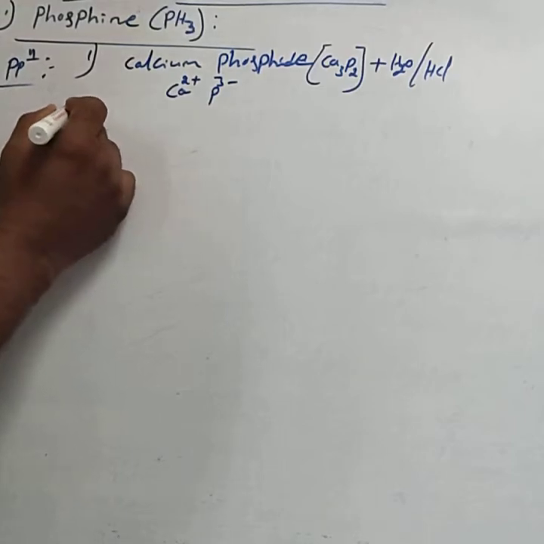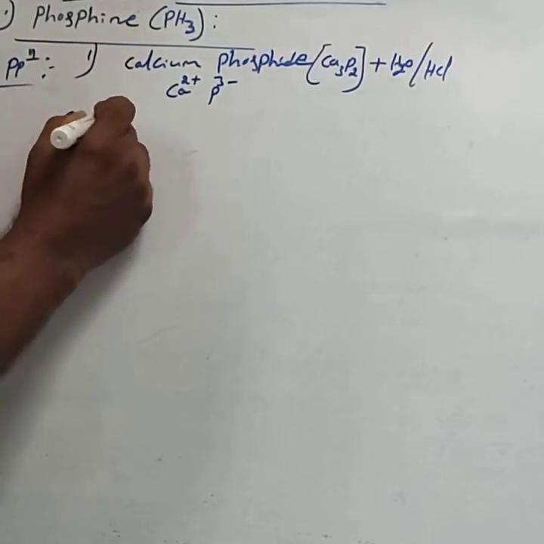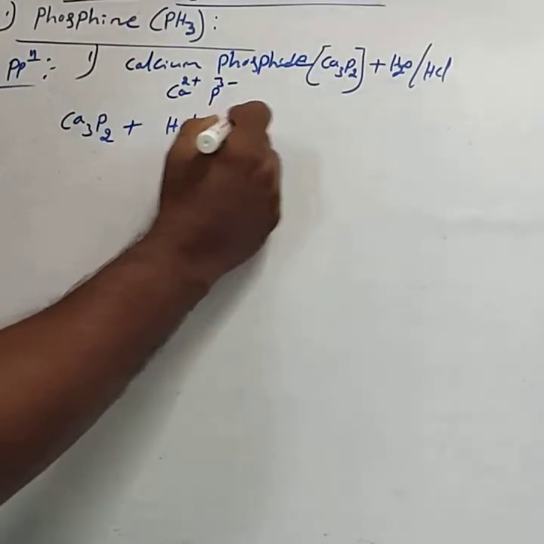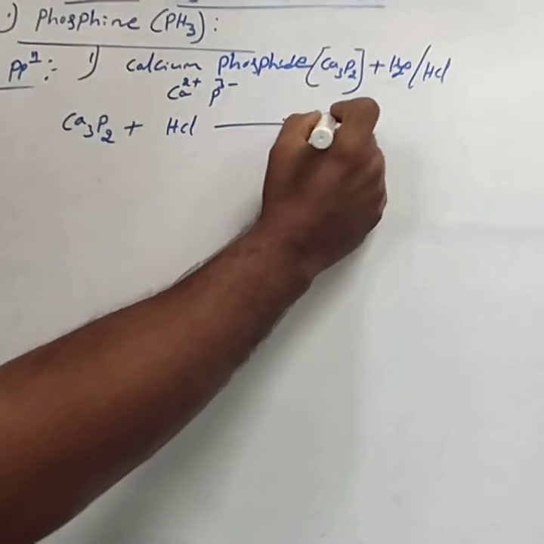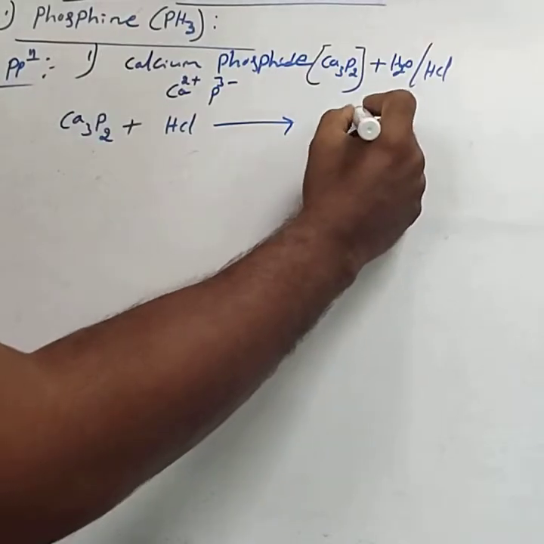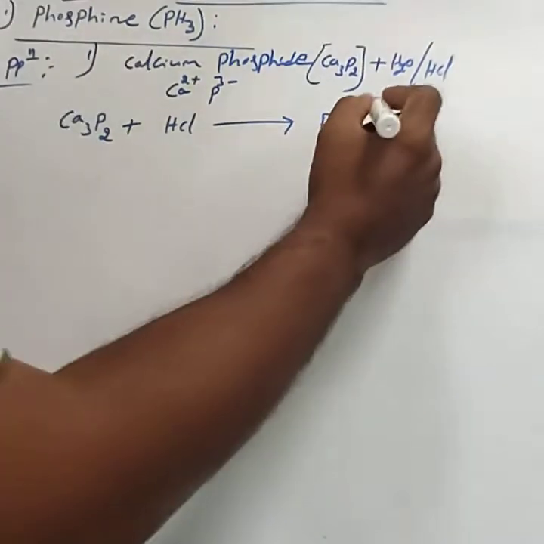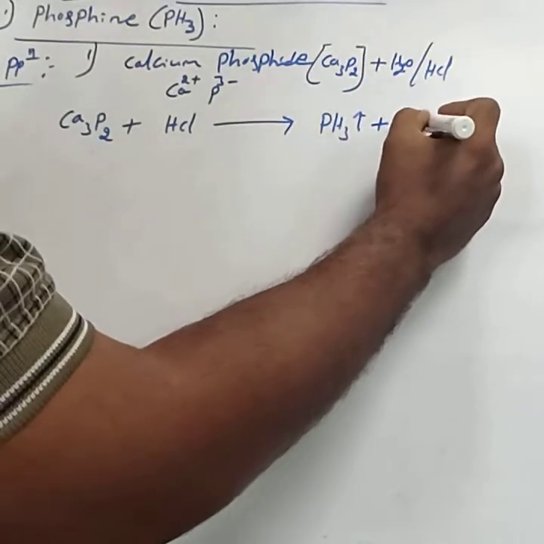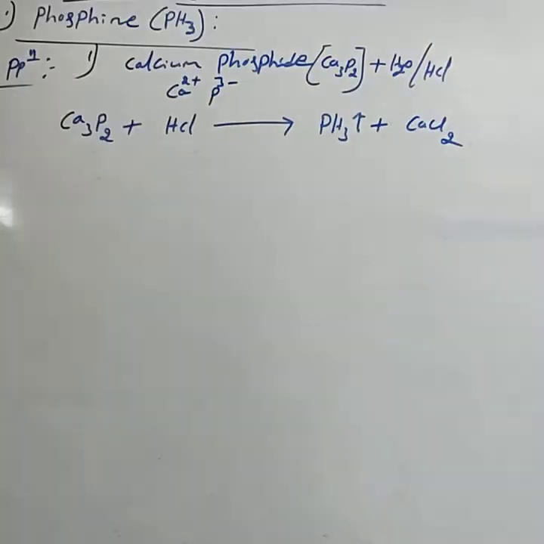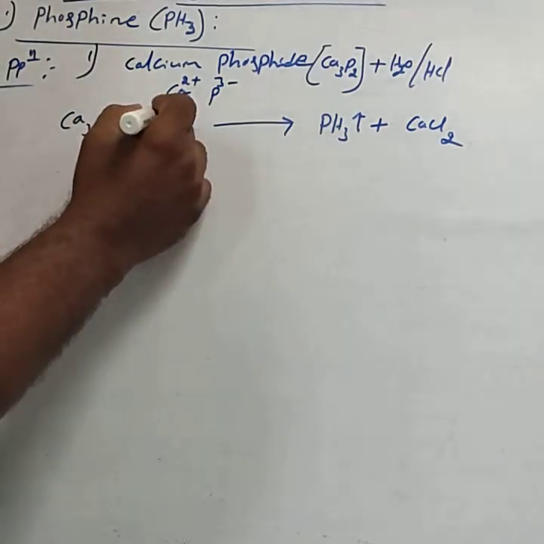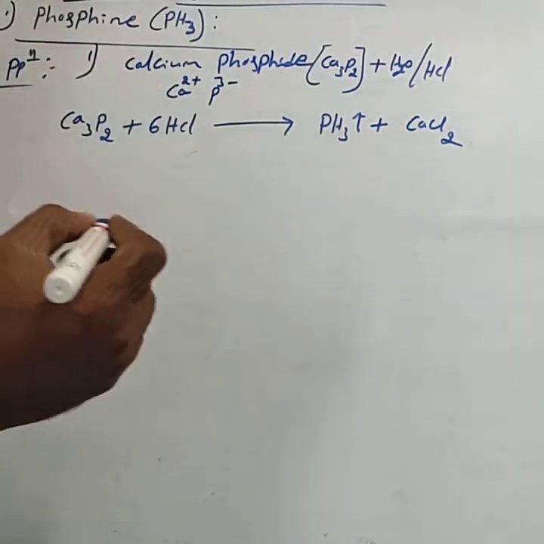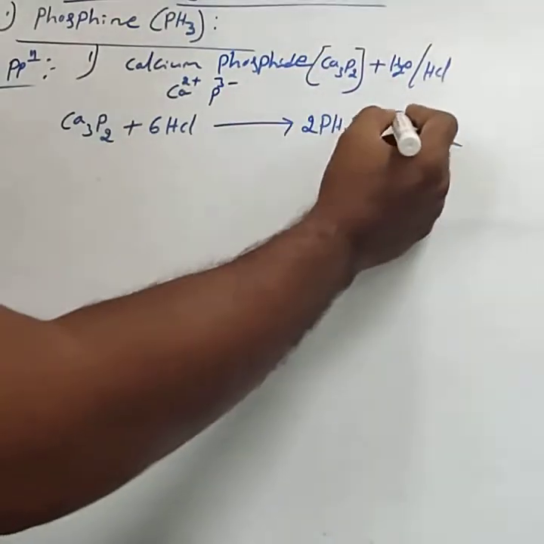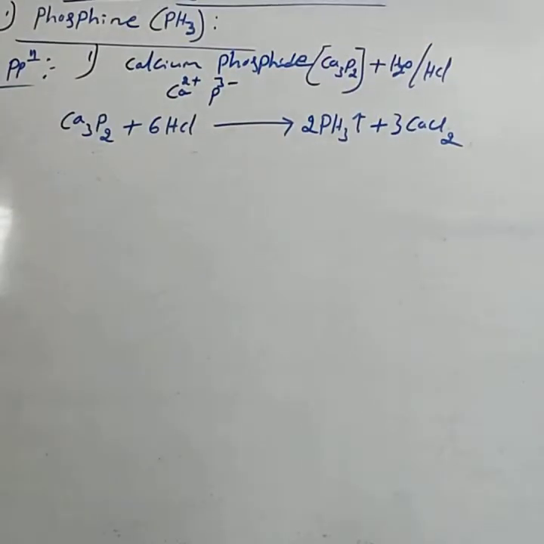Take the reaction: Ca3P2, calcium phosphide, when treated with HCl, forms phosphine gas PH3. In addition to that, it produces calcium chloride. Then, using 6HCl, 2PH3, 3CaCl2, the reaction gets balanced.